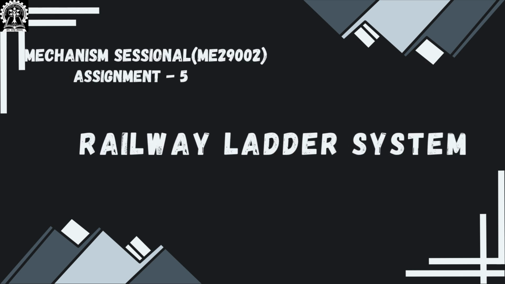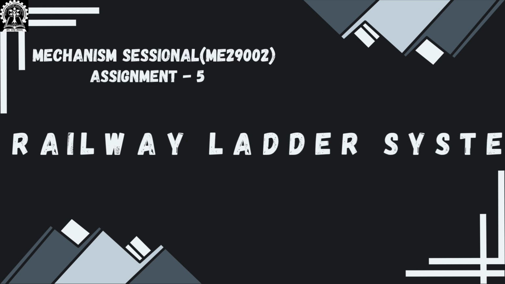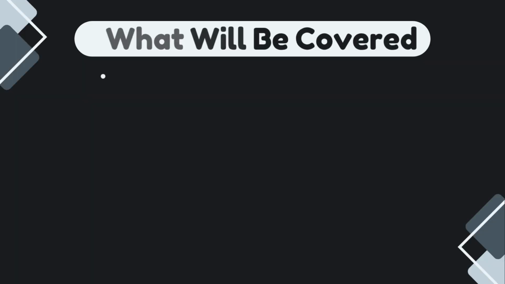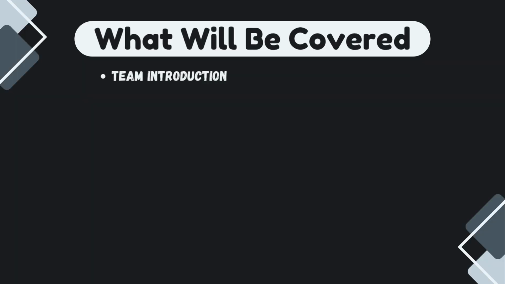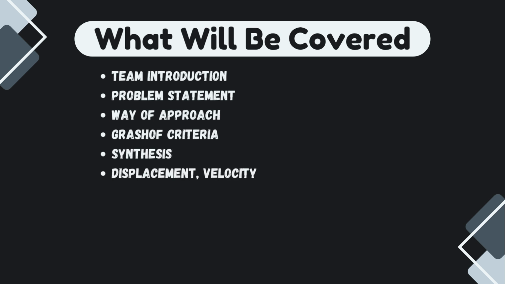Welcome. This presentation covers assignment 5 for the mechanism sessional. We are presenting a railway ladder system for our group project. We'll start with the problem statement and the approach we took. Also, we are going to satisfy the Grashof criteria to ensure smooth movement, avoiding the double cranking situation.